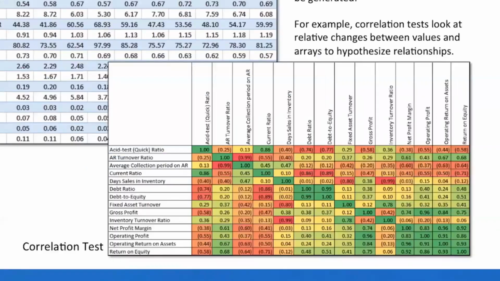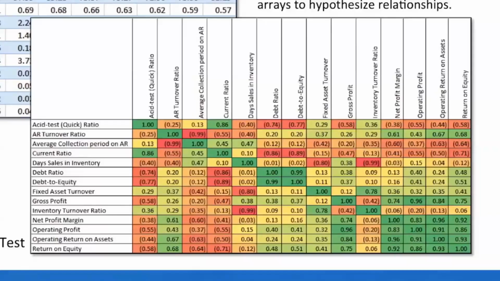One type of hypothesis and inference method is called correlation. By performing a correlation test and looking at, okay, does my net profit move in conjunction with my current ratio, and then visualizing it using a heat map, it's now more intuitive. I can see that all of my profit measures move together and all of my liquidity measures move against each other. The colors give the analyst clues about which factors move together and which don't. So this is an example of an inference test using correlation.